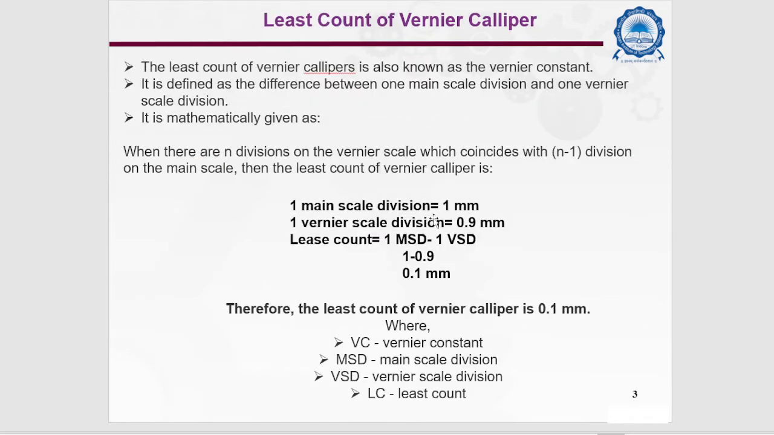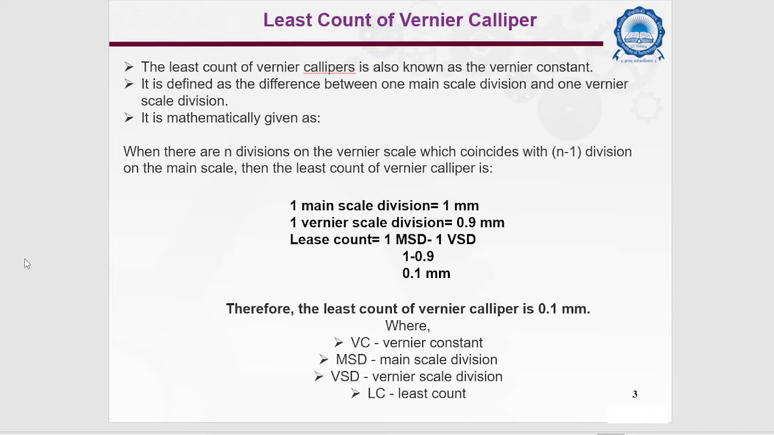What is the least count of a vernier caliper? The least count of a vernier caliper is also known as the vernier constant. It is defined as the difference between one main scale division and one vernier scale division. It is mathematically given as: when there are n divisions on the vernier scale which coincide with n minus 1 divisions on the main scale, then the least count of the vernier caliper is 0.1 mm.